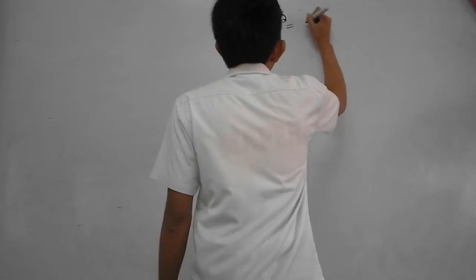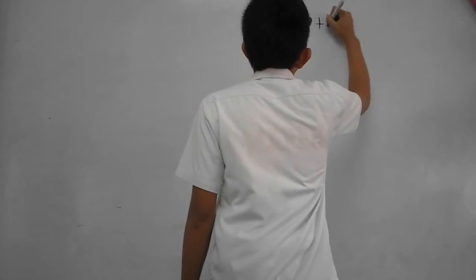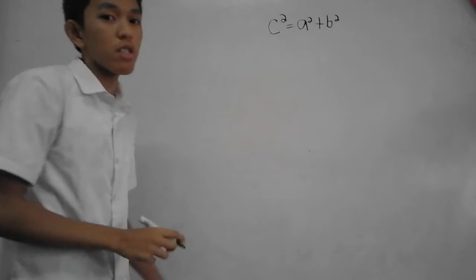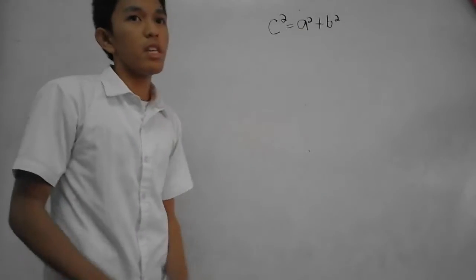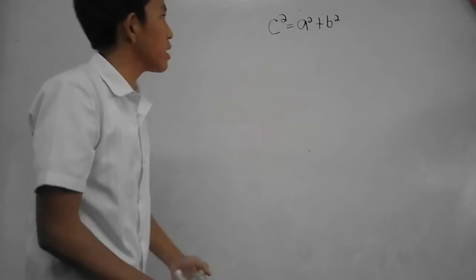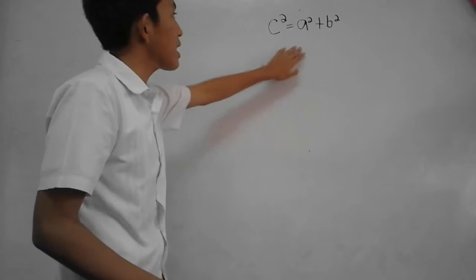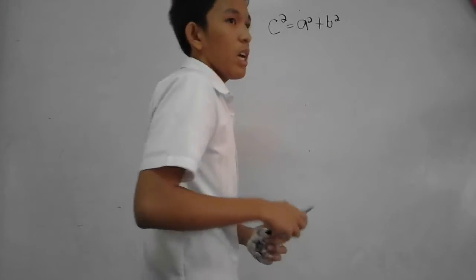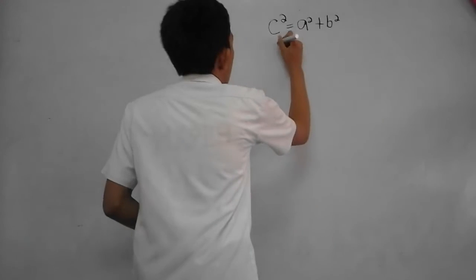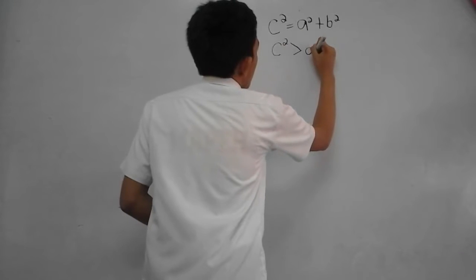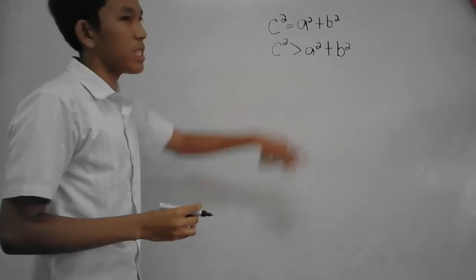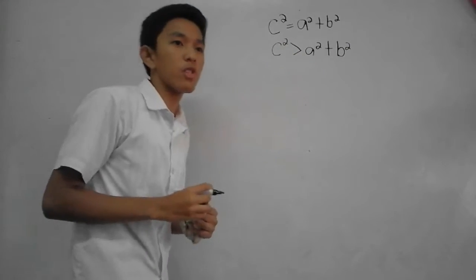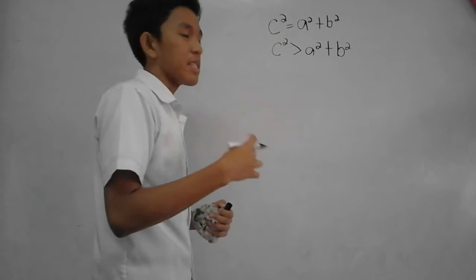So the formula for the right triangle is c squared is equal to a squared plus b squared. C is the hypotenuse of a right triangle, which means that it is the longest side of the triangle, and a and b are the remaining sides. So the square of the hypotenuse is equal to the square of side a and the square of side b. If this is not met, if c squared is greater than a squared plus b squared, we can consider that this triangle is obtuse because the square of the hypotenuse is greater than the sum of the squares of side a and side b.